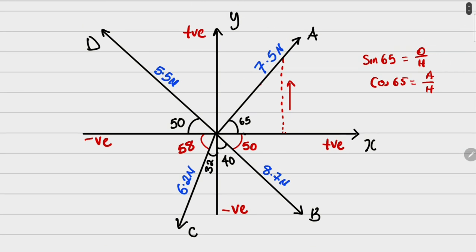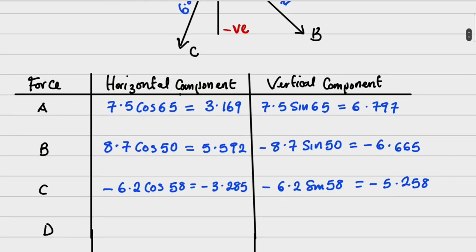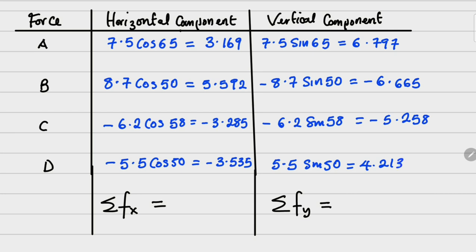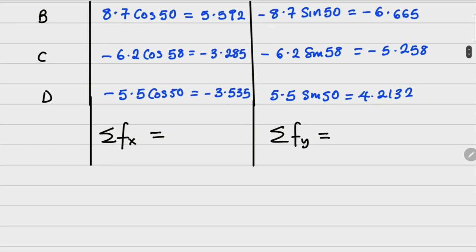Then the last one. The horizontal is negative while the vertical is positive. Doing it, I'm going to have minus 5.5 cos 50, which is going to be minus 3.535. Then this is 5.5, remember it's positive, sin 50, which will now be 4.2132.